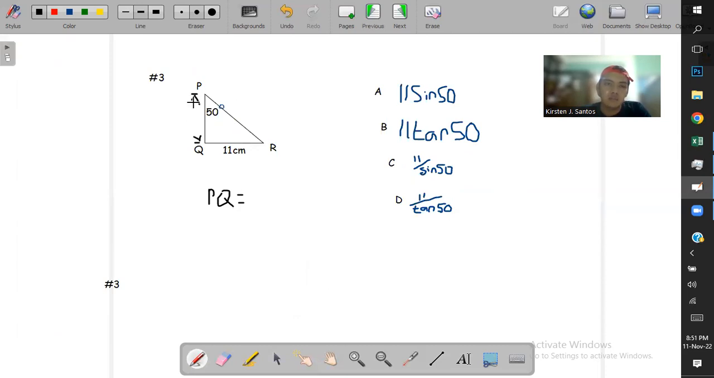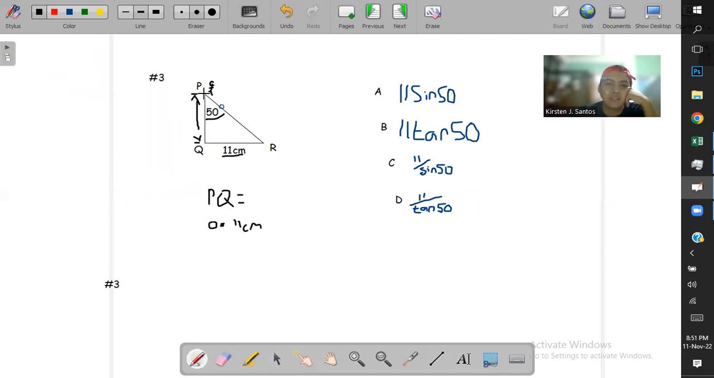PQ. So you were asked to find that side over there. And you were given this angle and you were given this side. With reference to this angle, that means you're standing over here. You look at the opposite side and you have the 11 centimeters. So you have an opposite, which is 11 centimeters.